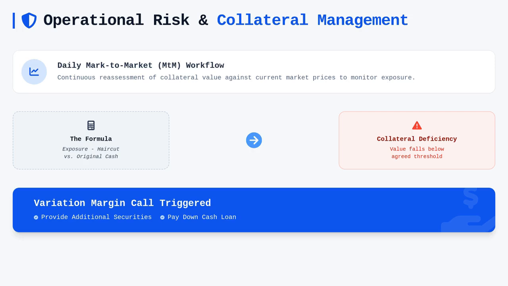The lender calculates the current exposure, adjusts for the agreed haircut, and compares this to the original cash amount provided. If the resulting collateral value is insufficient, the borrower must either provide additional securities or pay down some of the cash loan. This process ensures that the lender's position remains collateralized to the precise degree originally intended when the trade was first executed. These maintenance calls represent the core operational heartbeat of repo risk management, requiring robust communication between middle office teams to resolve deficiencies before the close of business.